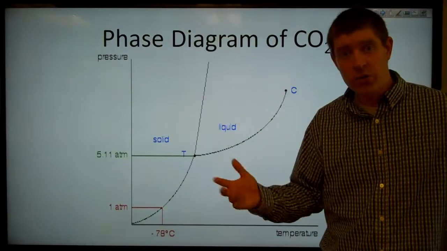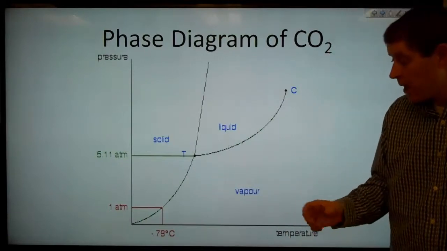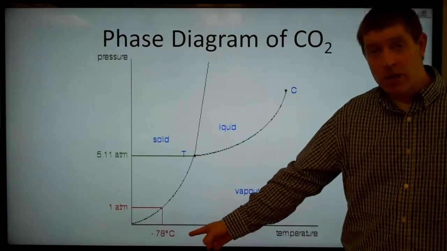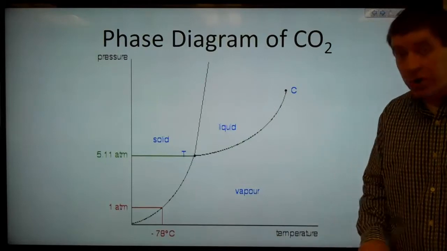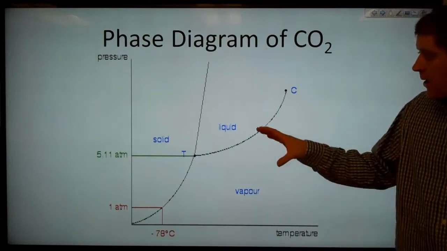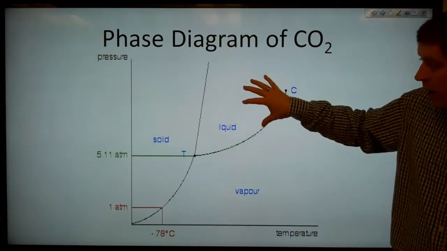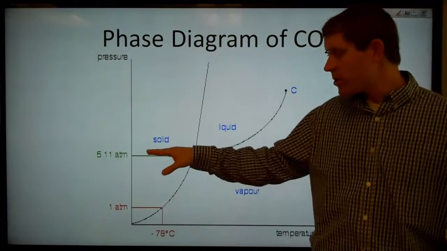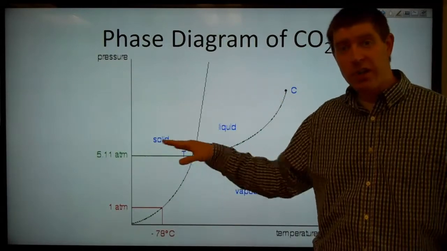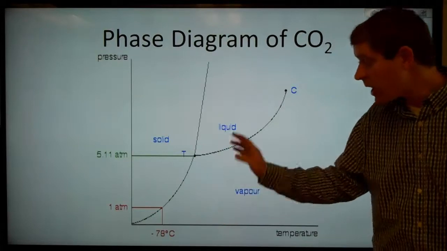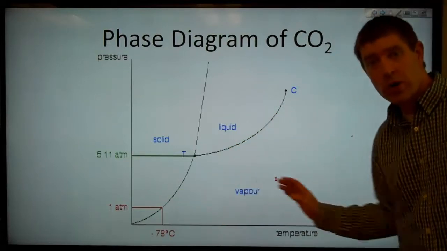If you get dry ice from, say, a grocery store, it boils at negative 78 degrees Celsius, so it's pretty cold, and it doesn't form a liquid until we get to a pressure of at least 5.11 atmospheres. At any pressure below that, the liquid phase just doesn't exist, no matter what temperature we get to.